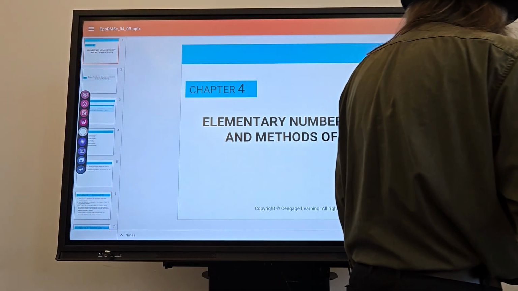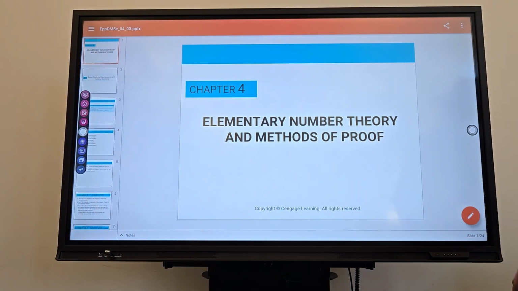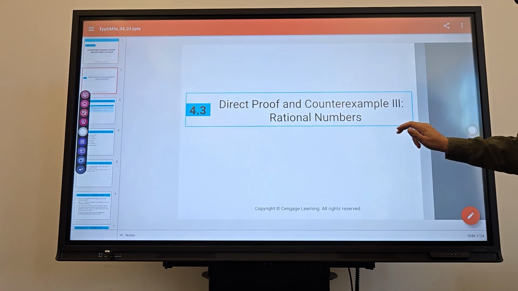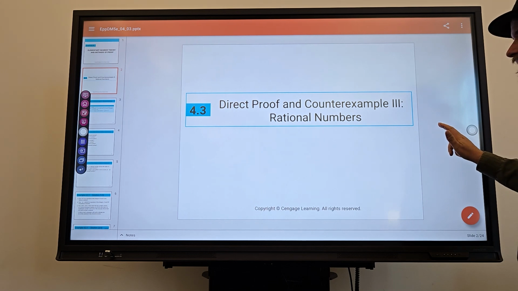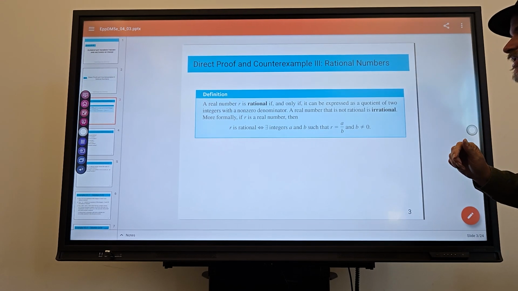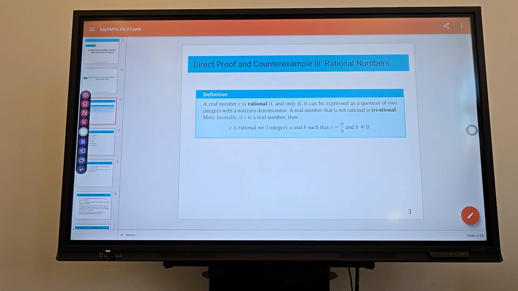Elementary number theory and methods of proof. Getting into the third section, rational numbers. Direct proof and counterexamples, section 3. Definition. A real number is rational if and only if it can be expressed as a quotient of two integers with a non-zero denominator.